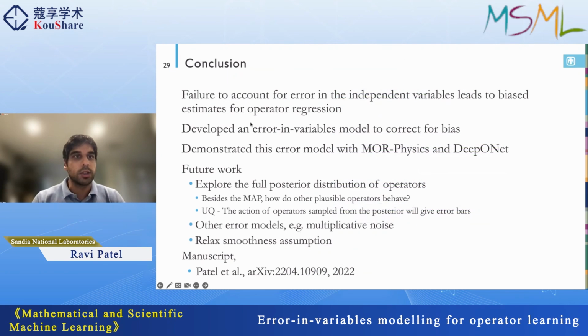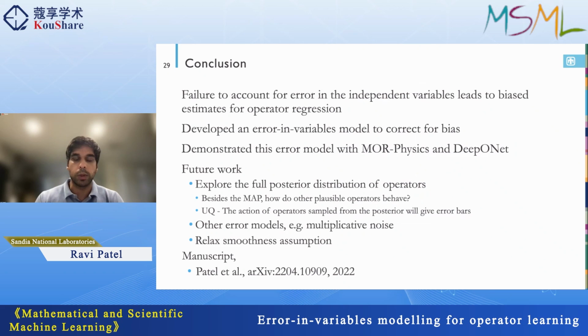So finally, to conclude, we find that failing to account for error in the independent variables leads to biased estimates in operator regression. In this work, we developed an error in variables model that can correct for this bias. And we've demonstrated that this type of error model works with more physics and deep nets.